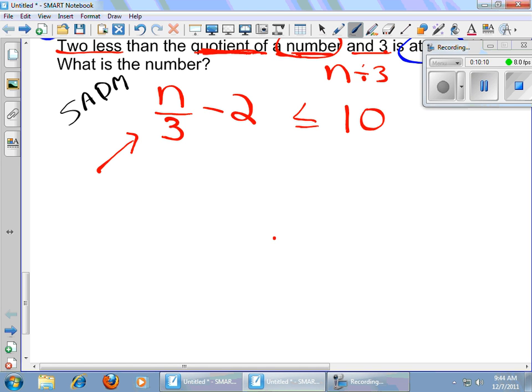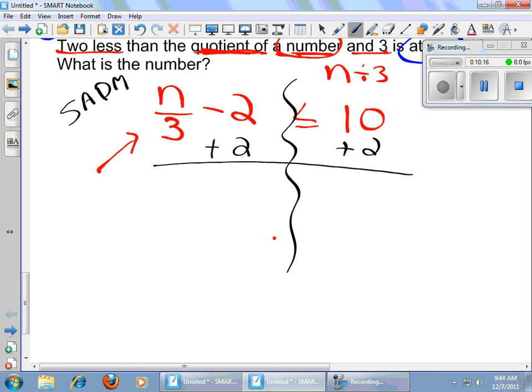So I'll undo the subtraction first. Oops, I forgot my Great Wall again. Pardon me. And when I undo the subtraction, I end up with n over 3 is less than or equal to 12. All right, now I have to undo the division. I'll undo that by multiplying.